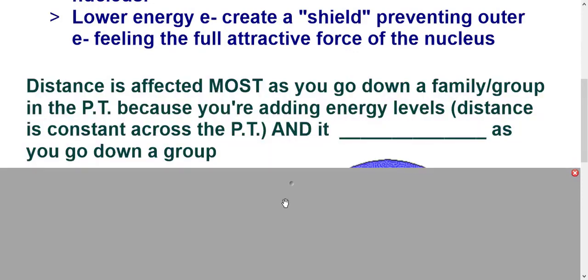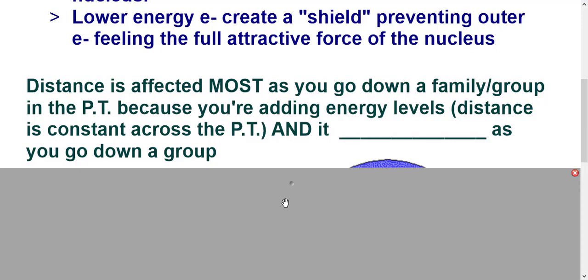Now, we're going to talk about which, if you go across the periodic table or if you go from top to bottom down the periodic table, what is affected more. So, as I kind of already stated, distance is most affected as you go down a family or a group in the periodic table. And that's because you're adding energy levels.